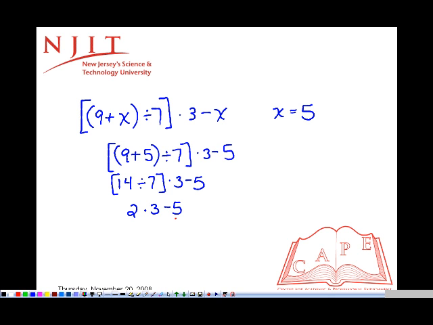Now the next rule of thumb is after you do all the parentheses, the next is either multiplication or division. So here we actually have a multiplication of 2 times 3. 2 times 3 is 6. And all we're left with is minus 5. We don't have any other multiplication or division left, so the last step is either addition or subtraction. And in this case here we just have the subtraction of 6 minus 5, which just simply gives us 1. So our final answer is 1.